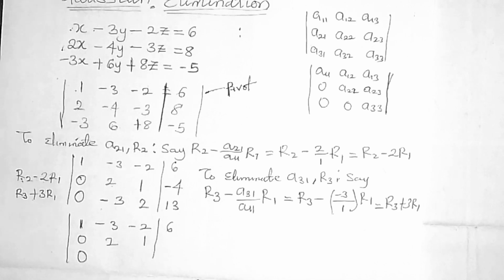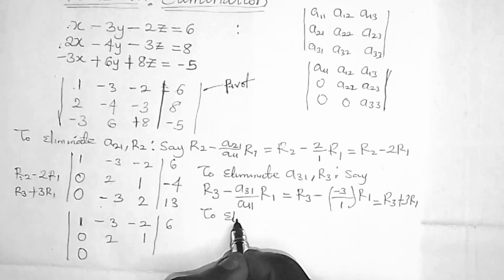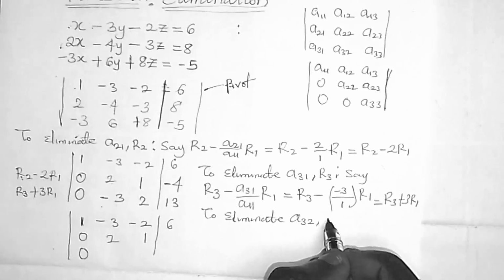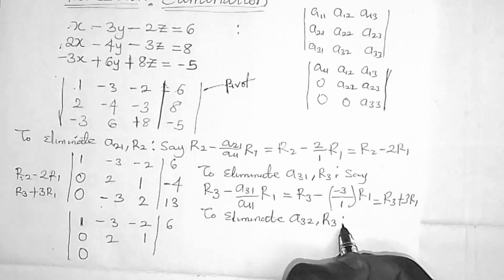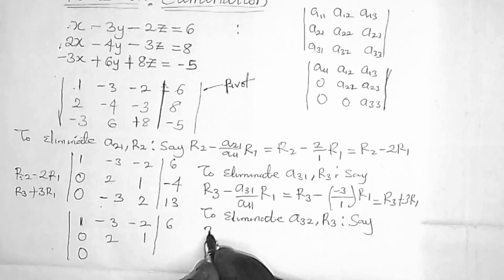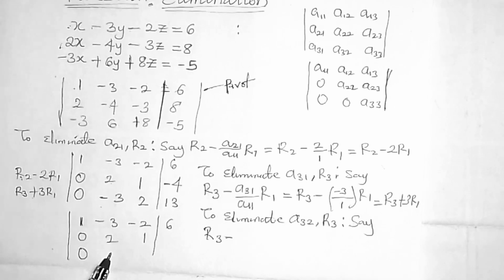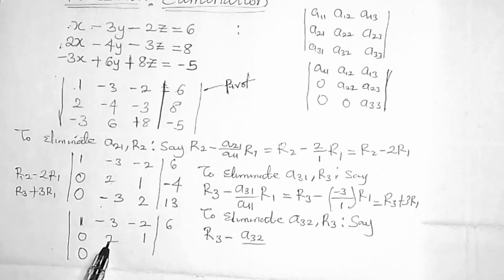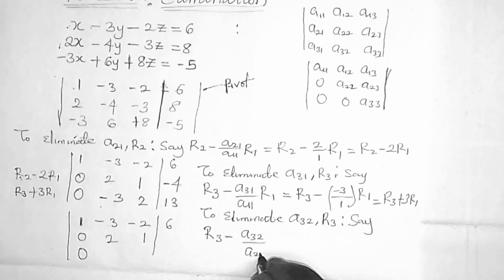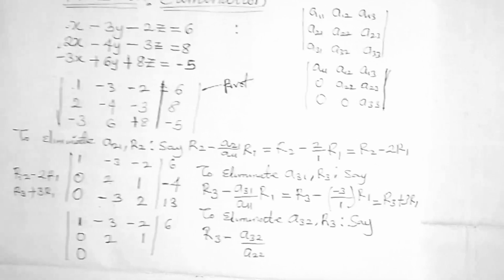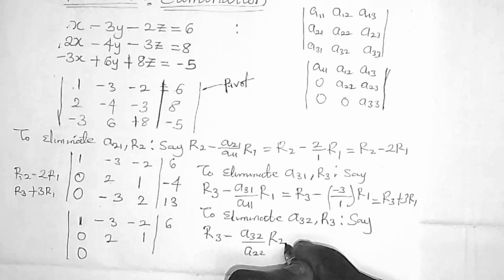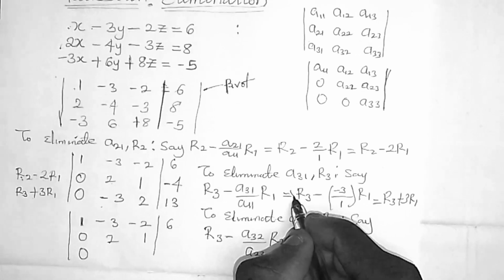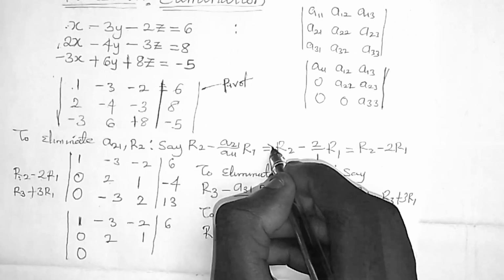So to eliminate A32, which is what? R3... What will you say? You will say, look at it now, R3 minus, what is in this place? You can see A32 over A22 now. Over A22, because it's dealing with O2 colon 2, then R2. Are you seeing that now? R2. And if we apply it, what will it give us?